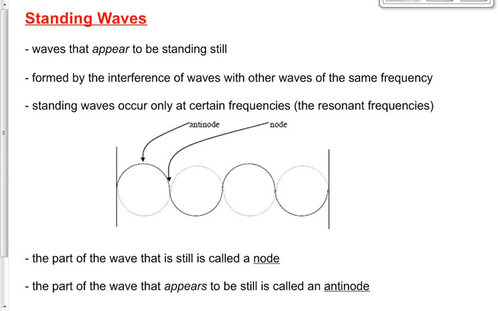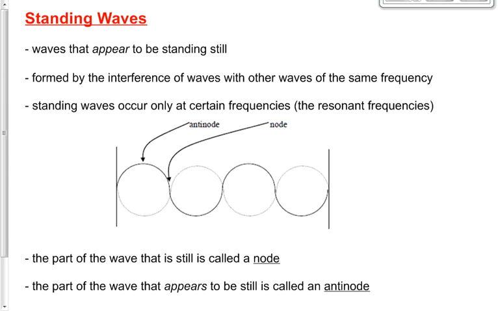Okay, I showed you literally standing waves that were being produced in this string. Standing waves are waves that appear to be standing still. Really, the waves are standing still. The string isn't, but the waves are standing still. They're produced by the interference of waves that are going one way with waves that are coming another way. And they occur only at very specific frequencies, as you saw in the demonstration.